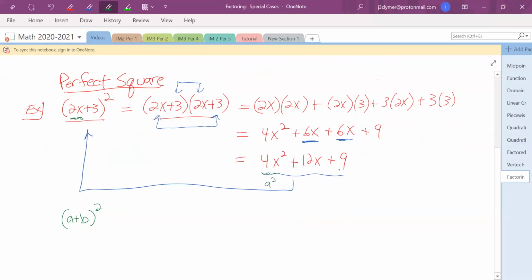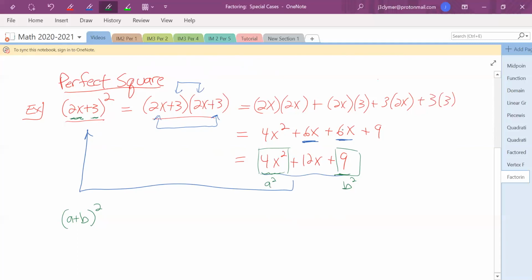And this last term over here, 9, maybe I will make this a little bit more obvious by boxing it. This last term here, 9, it's going to be the same thing as the second term, b squared. So we end up with a squared and we have b squared. And then how do we get that term in the middle?